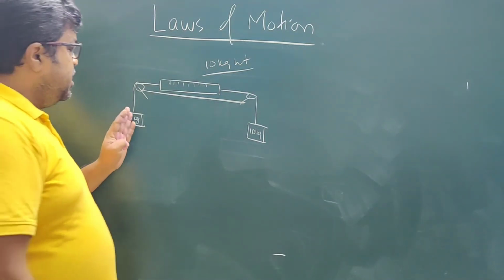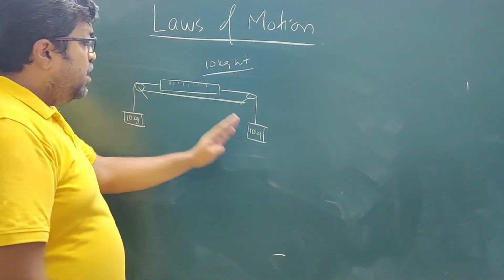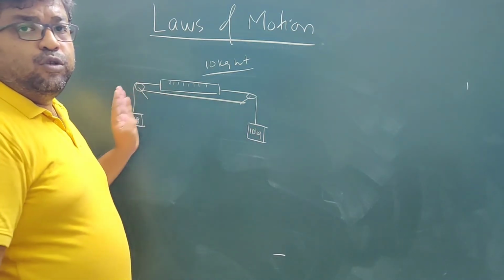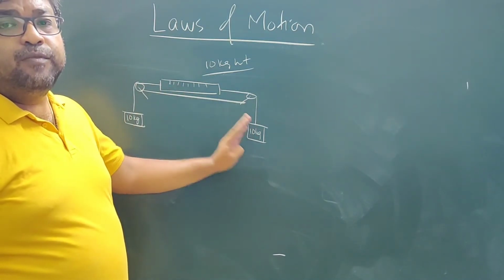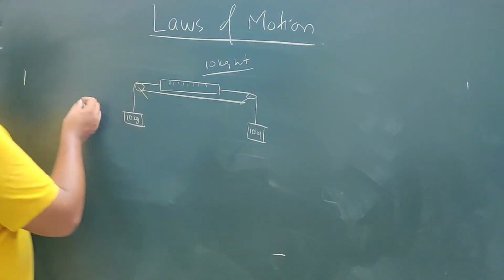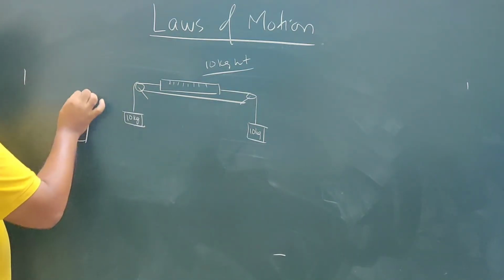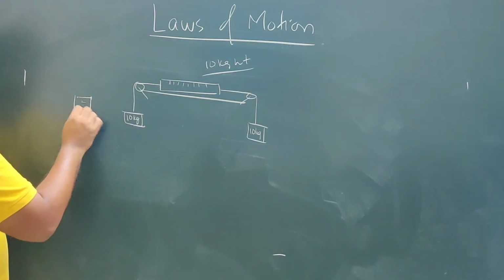Why? Because see, in this case, one of the two loads will act as a support. It is like, suppose you have this is the spring balance.